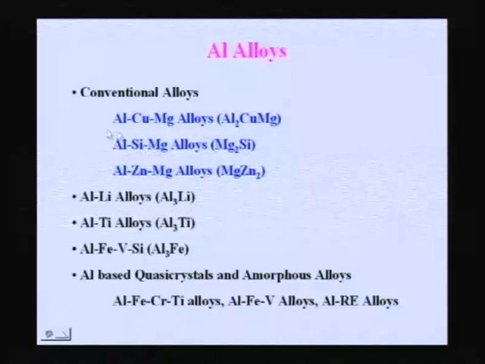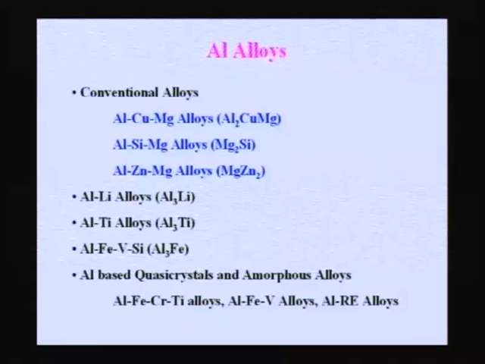The other conventional alloys are the aluminum silicon alloys, which we are all aware of. What is the most important application of aluminum silicon alloys? Castings. Yes, where do you use those castings? Engine blocks, correct. Most of the automobile engine blocks are all aluminum silicon alloys.